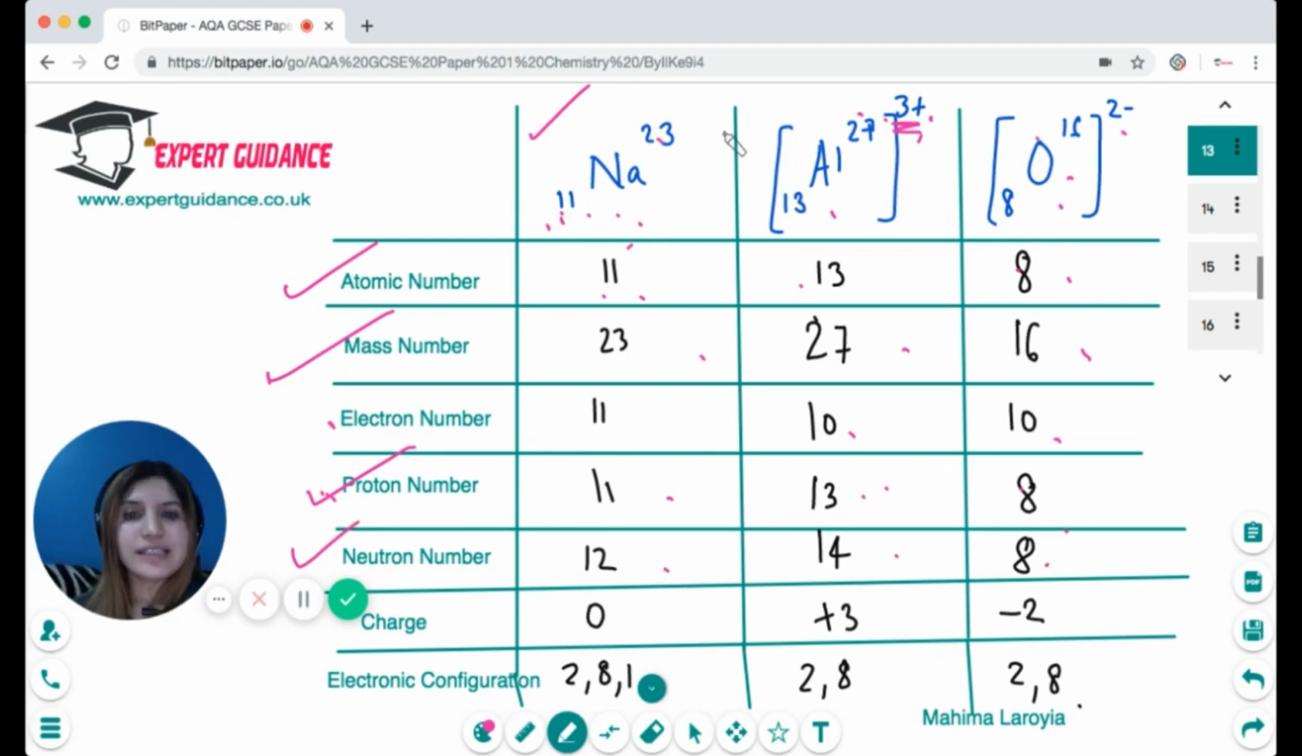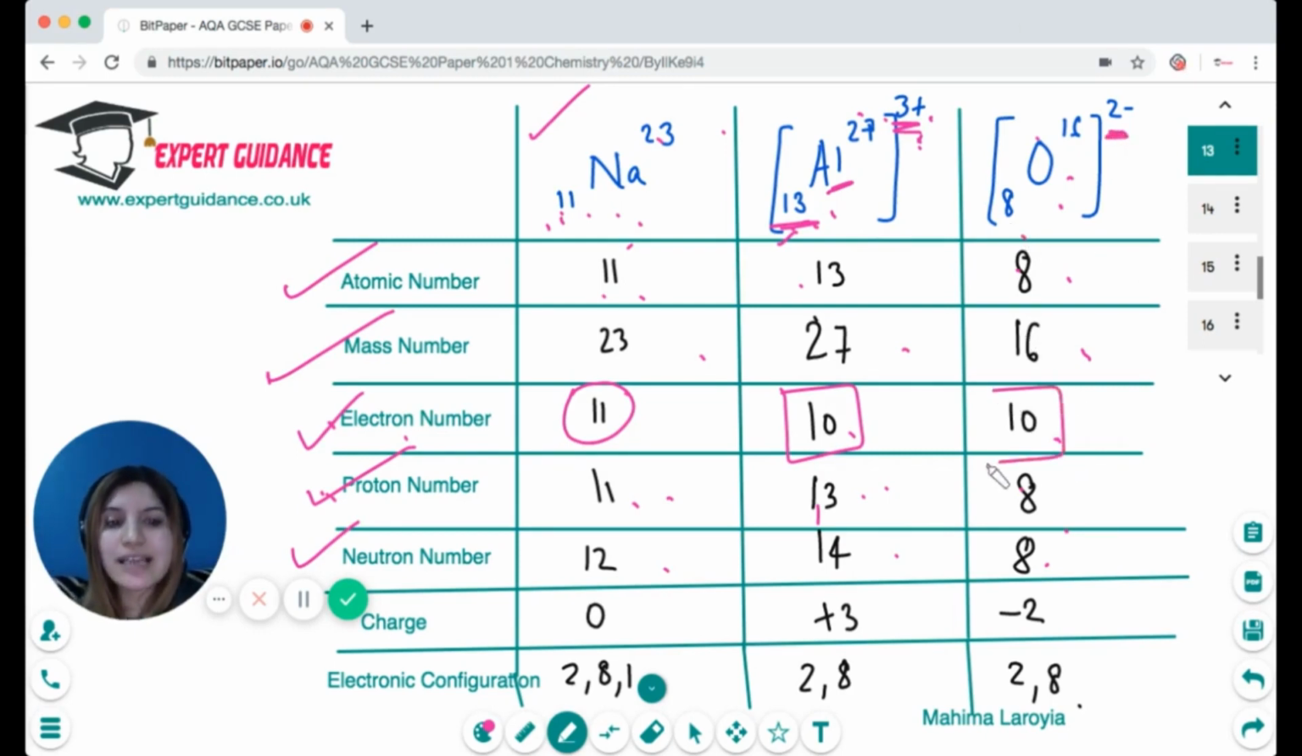Now the first case is an atom, so it will have an equal number of protons and electrons. So I'll fill 11 in this column. But in the second case, the proton number and electron number will not be the same because aluminium has lost 3 electrons. If it were an atom, it should have 13 electrons, but now it has lost 3 electrons. So 13 - 3, it now has 10 electrons. In the oxygen case, it should have 8 electrons, but now it has a 2- charge. It means it has gained 2 extra electrons. So now it has 10 electrons.